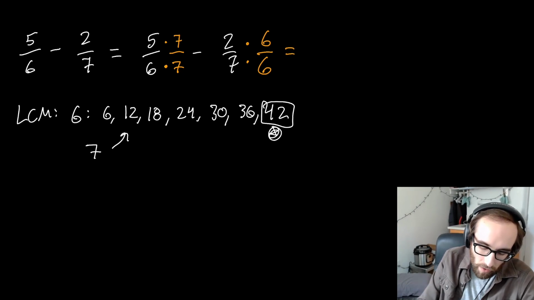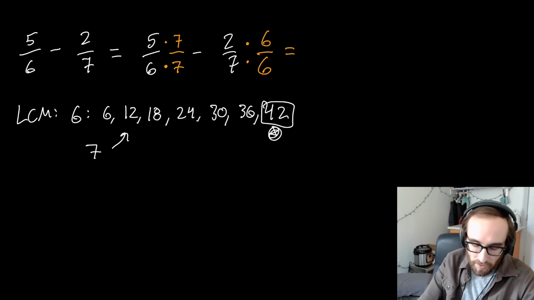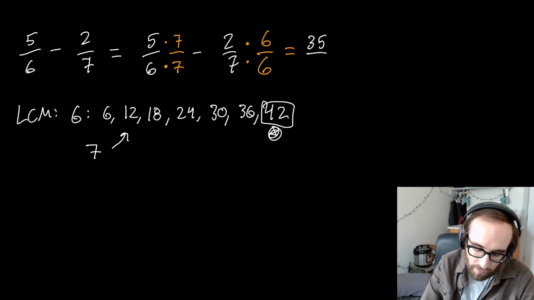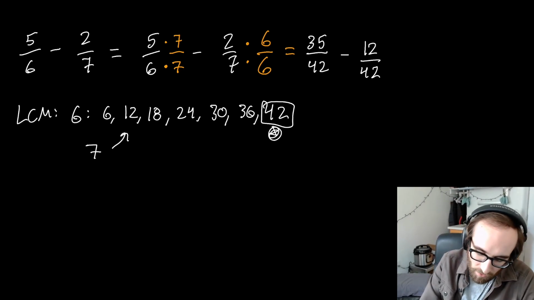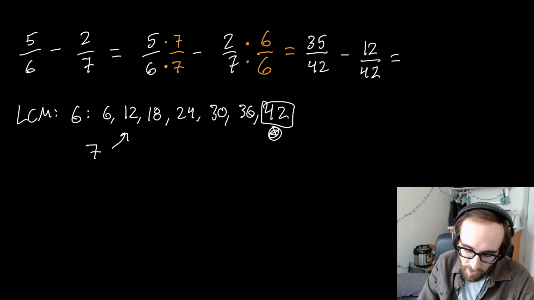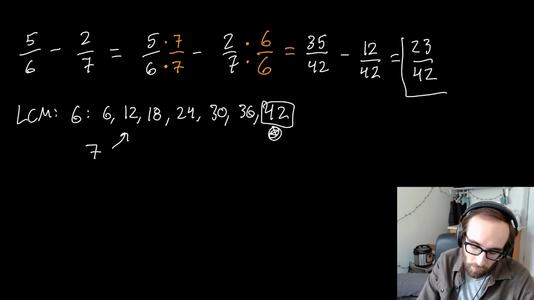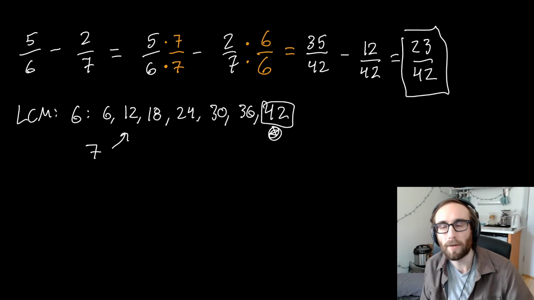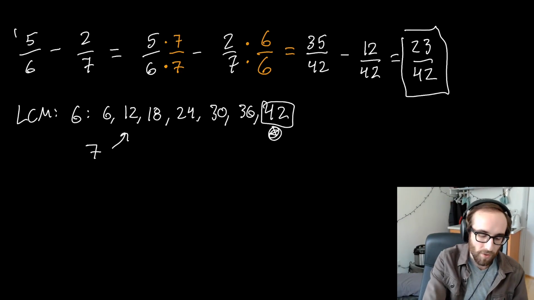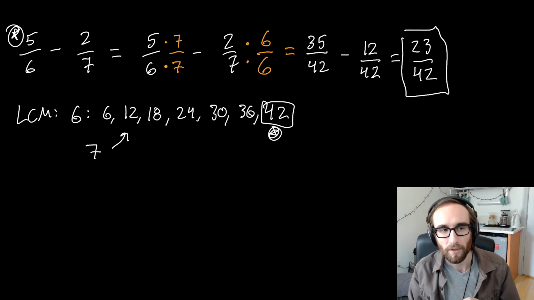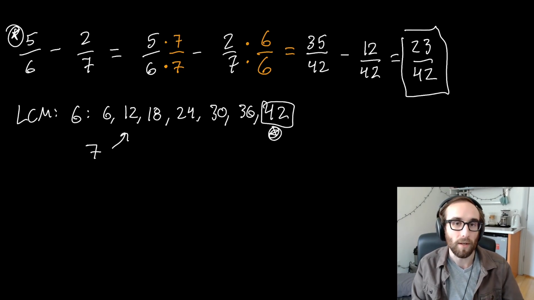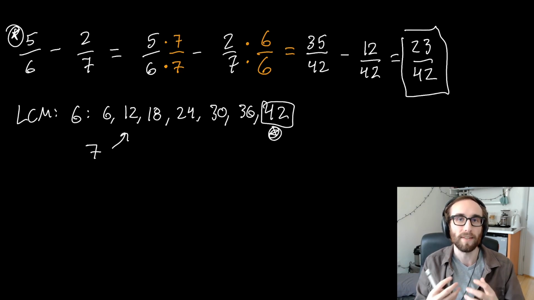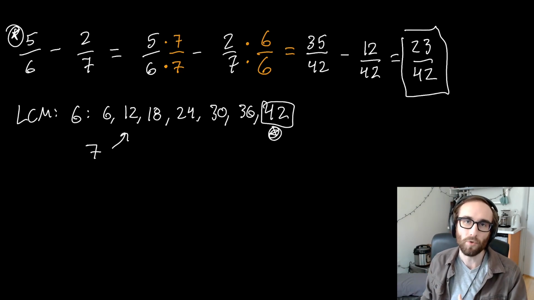Okay, so we can multiply the numerators and denominators in each case. Here we get 35/42 minus 12/42. And finally, we have the same denominator, so we can go ahead and subtract those numerators. 35 minus 12 gives us 23. And then we have that same denominator, 42. So 23/42 is our answer to this subtraction problem. So again, we want to find least common multiples and then make changes to the fractions so that we have the same denominator, which allows us to add or subtract the numerators.